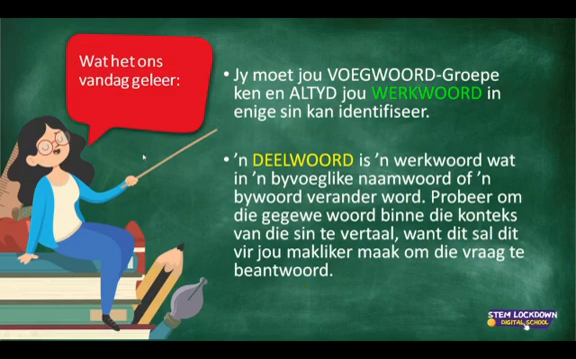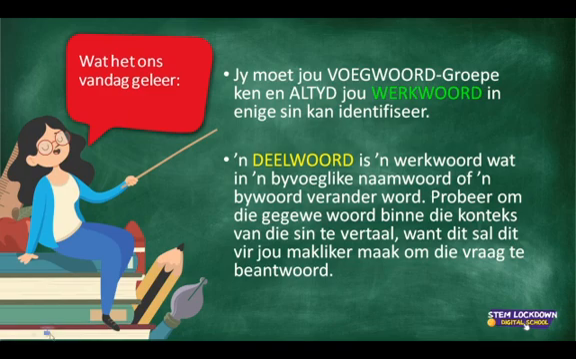Okay, so wat het ons vandag geleer? What did we learn in today's lesson? Jy moet jou voegwoordgroepe ken en altyd jou werkwoord in enige sin kan identifiseer. You need to know your conjunction groups and you have to be able to identify your verbs in any sentence when you are busy with the language section of a paper. 'n Deelwoord is 'n werkwoord wat in 'n byvoeglike naamwoord of 'n bywoord verander word. A participle is a verb that is changed into an adjective or an adverb. Probeer om die gegewe woord binne die konteks van die sin te vertaal, want dit sal dit vir jou makliker maak om die vraag te beantwoord. Try and translate the given word within the context of the sentence because it will make it a lot easier to answer these participle questions.